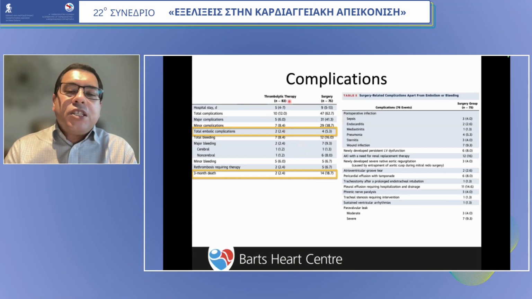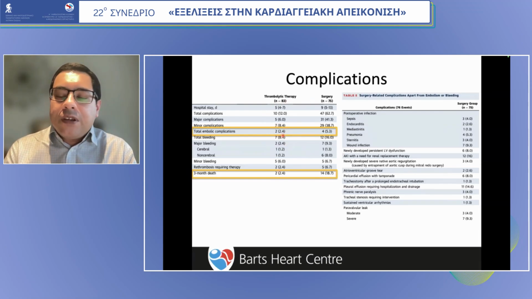So if you look at thrombolysis versus surgery, the embolic events, previously they'd reported 30-40% risk of stroke and embolic events with thrombolysis. Here, with low-dose, slow thrombolysis done in this way, just 2% embolic complications compared to surgery at 5%. And 3-month mortality was just 2% compared to 18% with surgery.